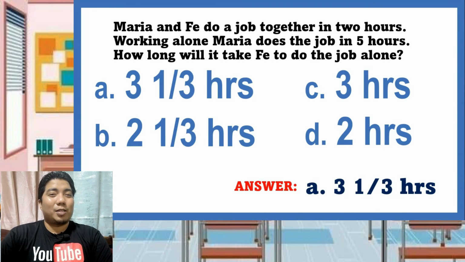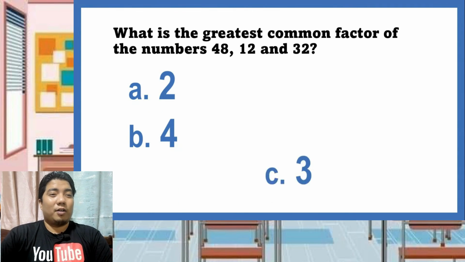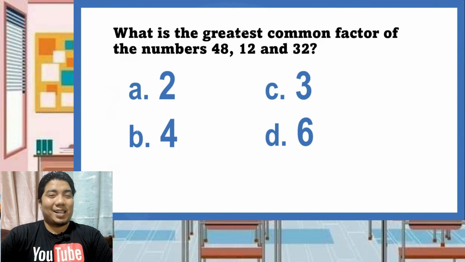Now, let us go to the next problem. What is the greatest common factor of the numbers 48, 12, and 32? Is it A, 2, B, 4, C, 3, or D, 6?